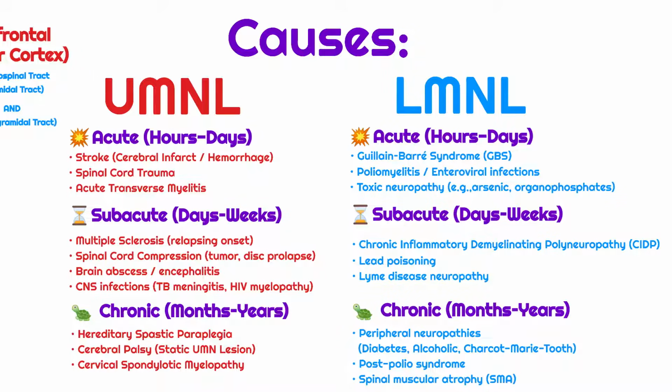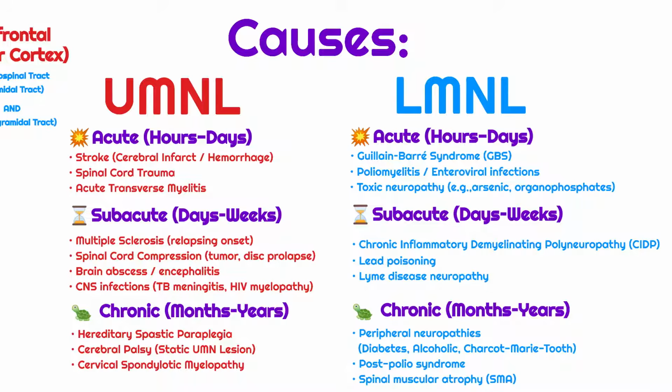So this is again a general overview. All you need for your PACES exam, if you need to give a few differentials, is to categorize acute, subacute, chronic, and give one or two examples in each. Generally speaking, think of where the lesion is.